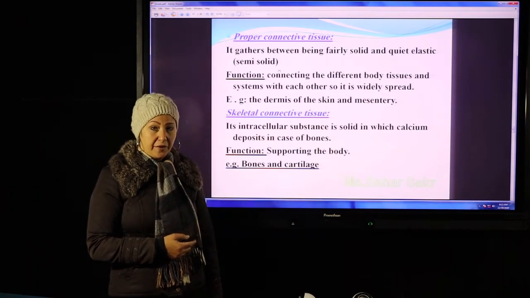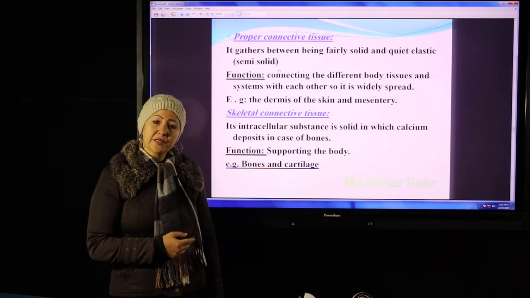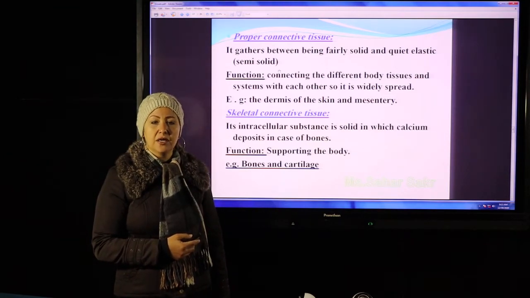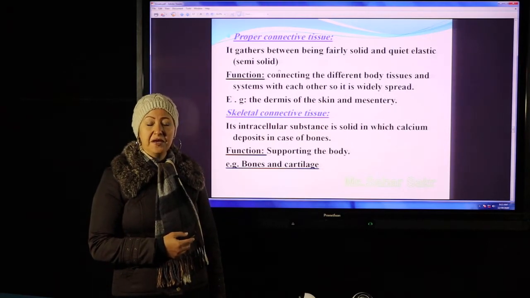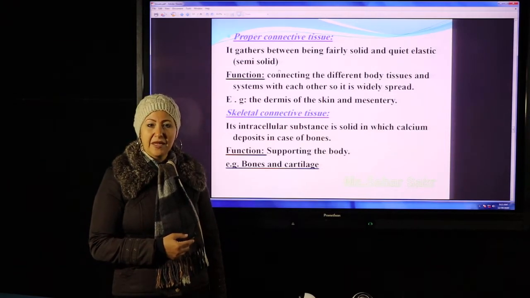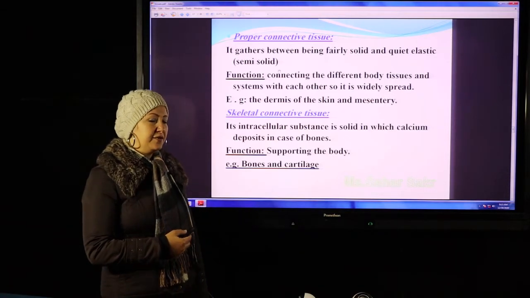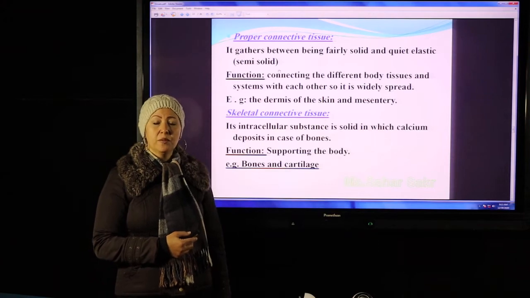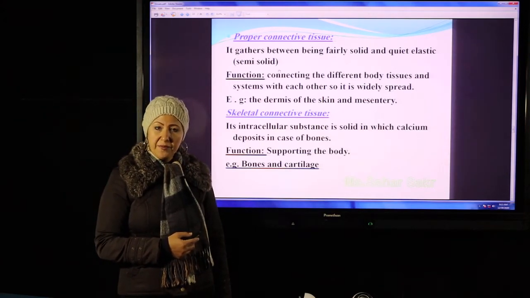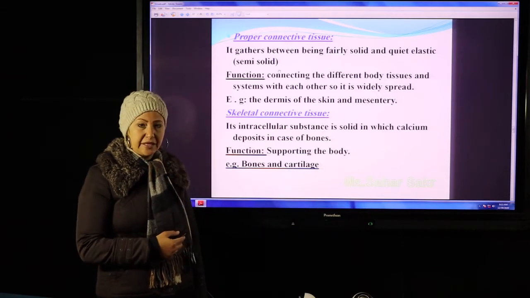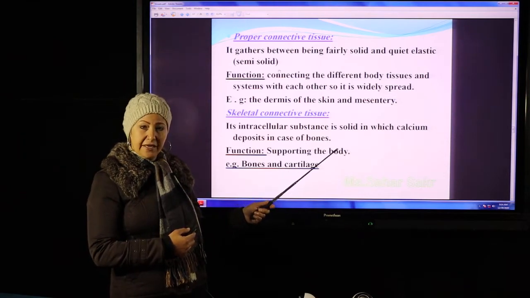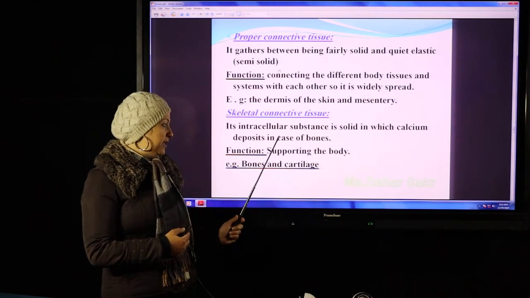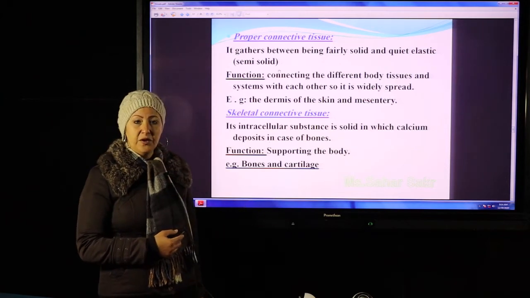About the bones, they are connective tissues. Okay? The intracellular substance between the cells of the bone is solid due to the deposition of calcium. But in case of cartilage, the intracellular substance between the cells is semi-solid. So the cartilage is semi-solid. Okay? So we have two types of skeletal connective tissues, bones and cartilage. Both of them are responsible for supporting the body. So we have here the skeletal connective tissue. The intracellular substance is solid in case of bones due to the deposition of calcium, and in case of cartilage, it is semi-solid.